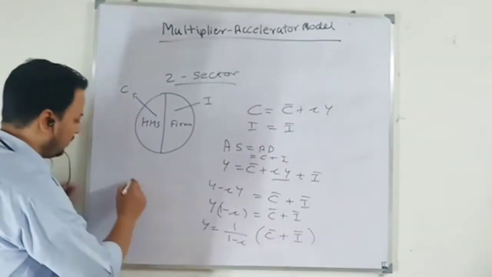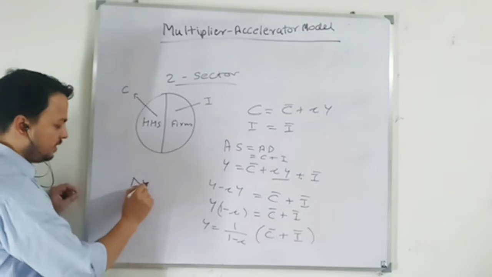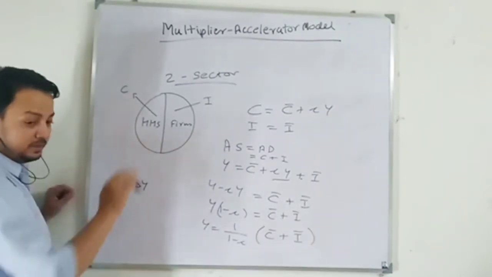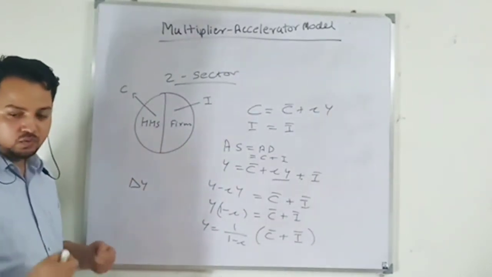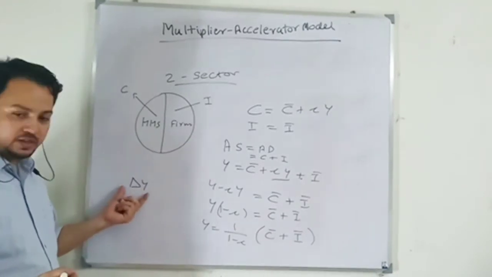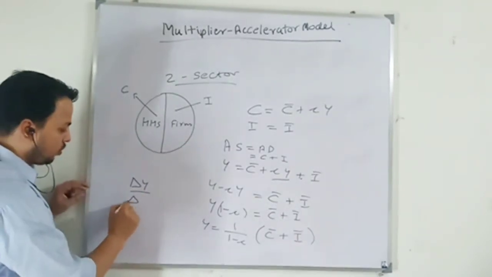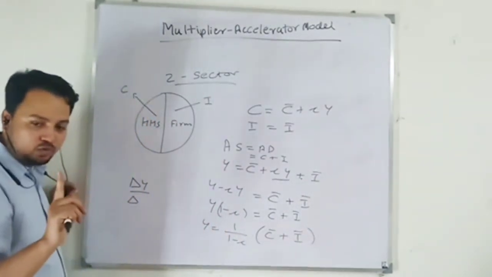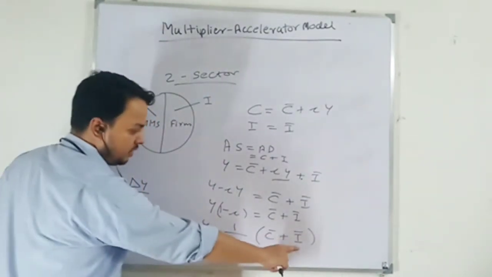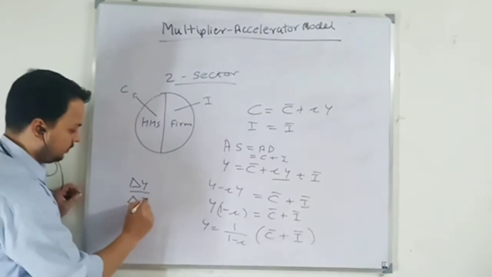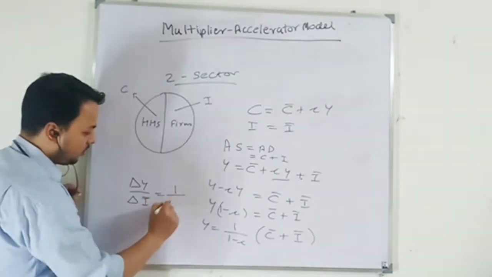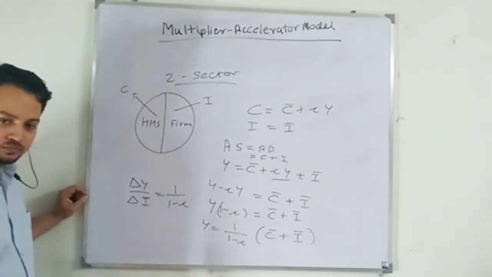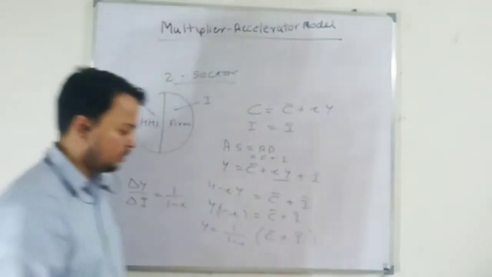So what is multiplier? They can ask in the examination also. It is a ratio of change in income due to change in the autonomous component of aggregate demand. In two sector model, you have only one autonomous component that can change, which is your investment expenditure. So this will be equal to 1 over 1 minus c. So this part we have. Let me take a photo.